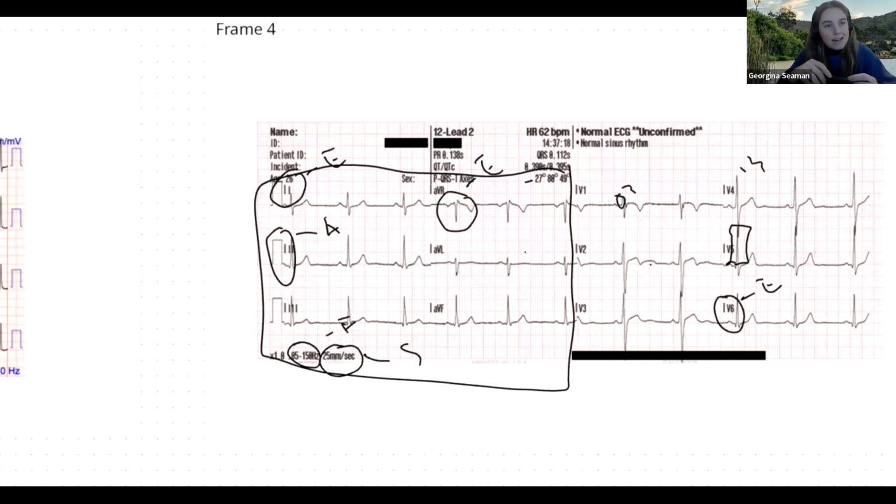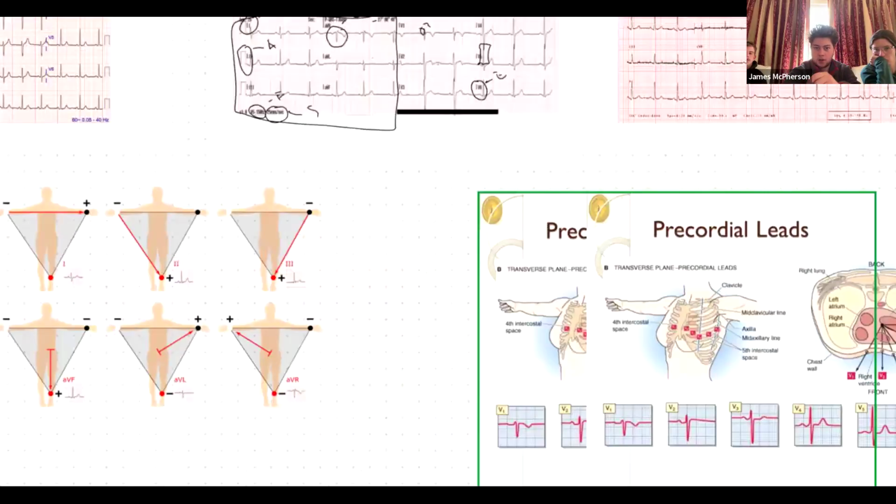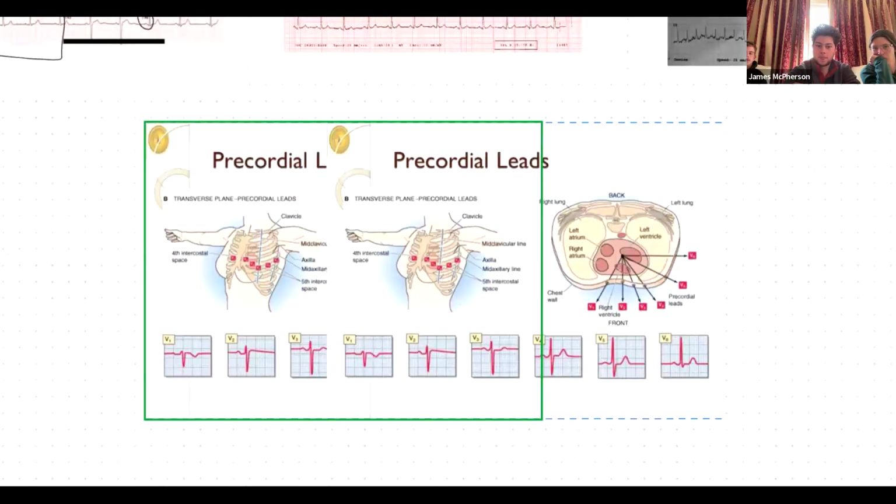Sorry, James's group. Hi, we were just wondering, in that diagram you showed us last, where all those precordial leads pointed to the middle, like where is that middle point? And is that an anatomical feature? Is that just lead 2? Yeah, on that one.